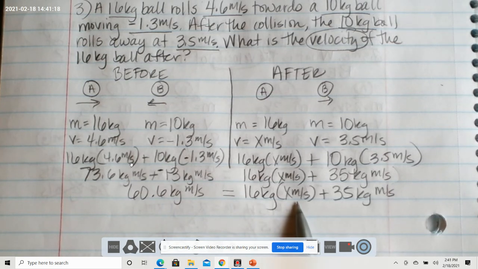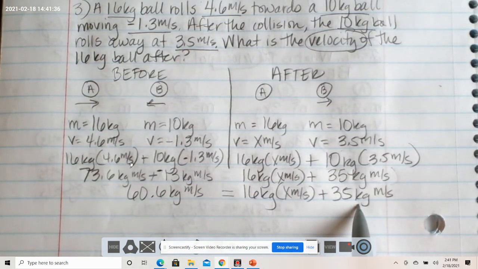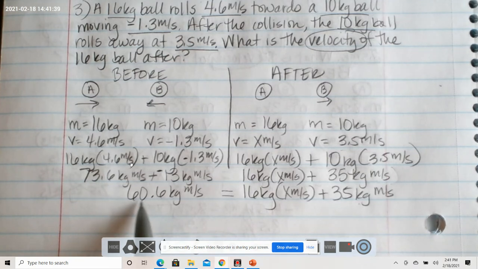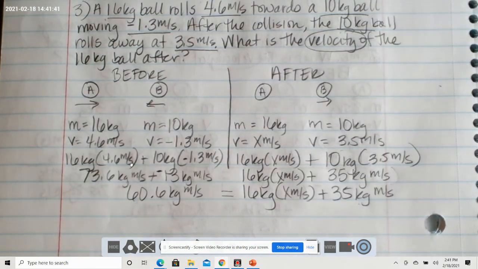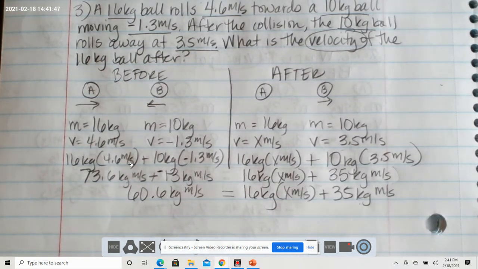So again, that PEMDAS here, when you think about it, it doesn't apply when you don't have like terms. You cannot multiply or divide. You cannot add or subtract unless you have like terms. So we want to do that first because 35 kilograms meters per second is a like term with 60.6 kilograms meters per second. So remember, if I divided first, I would have gotten rid of my kilograms and then I wouldn't have like terms anymore. So it's really important to remember, get rid of your like terms first.